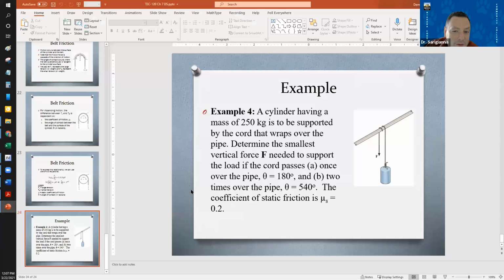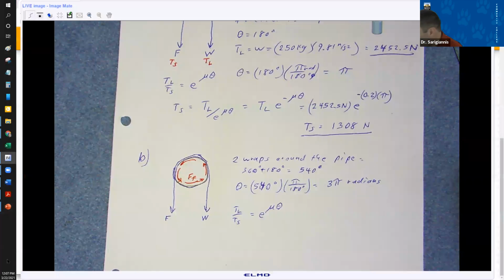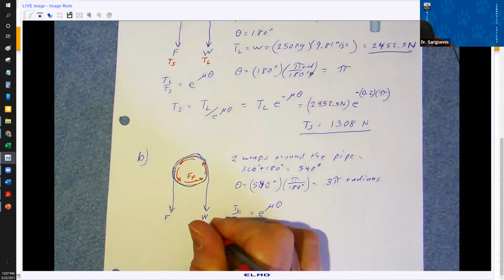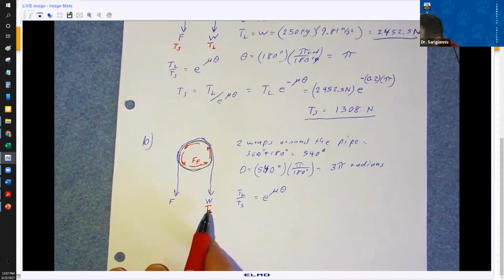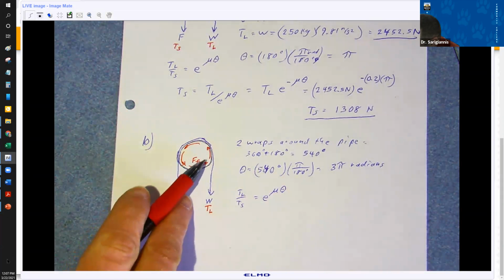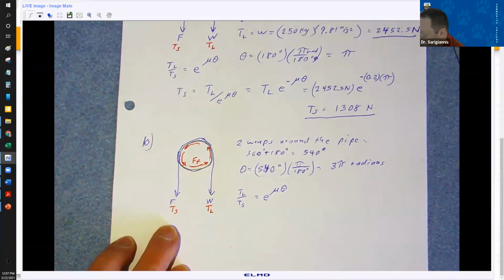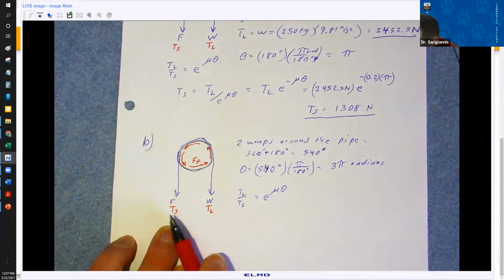Go back here for a minute. Well, I think I'll talk about that in a minute. Your small and large tensions, right? The large tension in this case is the weight, because this is the one that we're trying to prevent from slipping. We've got the weight, then we've got friction opposing this, and this tension is going to be smaller, because you've got friction helping you. Friction is acting in the same direction as the small tension.